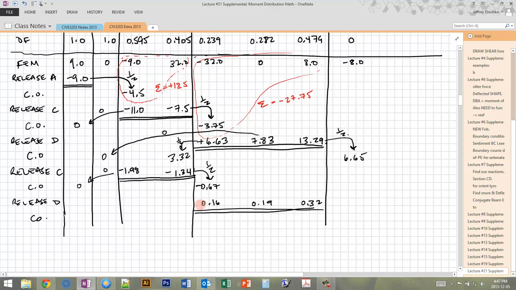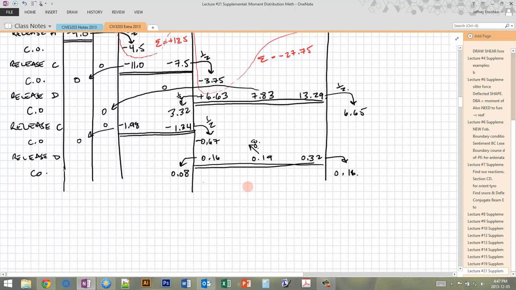Do the carryover. So this one here comes half. This is going to be 0.08 positive. This one goes to 0, right, because it's a pin, so there's no carryover. That's just like this one here. And this one comes half, and it's going to be 0.16. Okay, and at this point, I can probably stop, but maybe I'll do just one more.